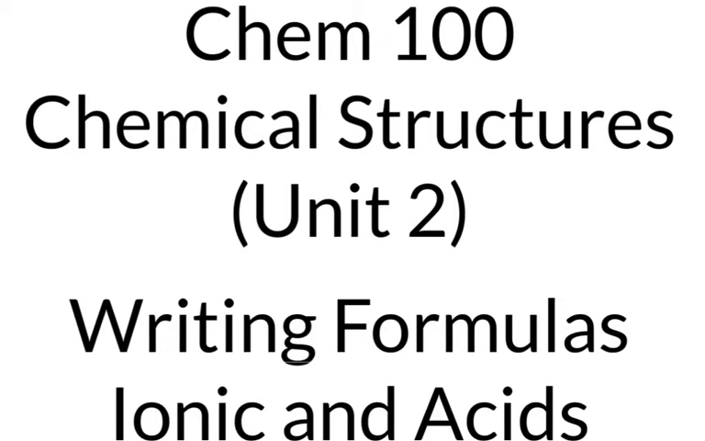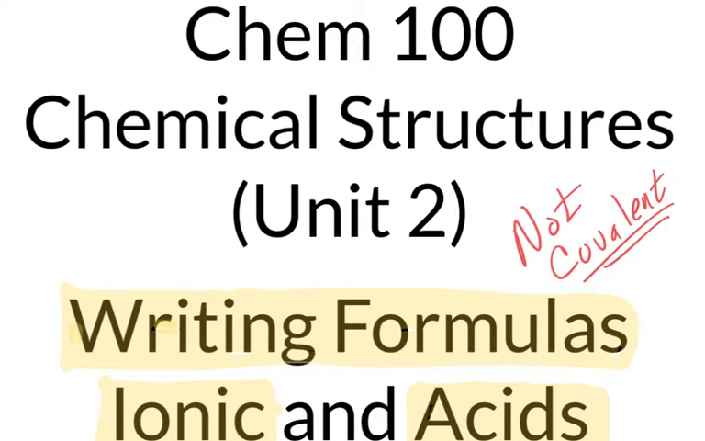And in this video, we're going to write formulas for ionic compounds and for acids. Note that this will be quite different from what we did with the covalent compounds. In the covalent compounds, we figured out what each symbol was, what the name of it was, and then how many there were. In the ionic compounds and acids, we do not tell you the number of each particle, but you will know how to find it by using the charges that are present. So just note that this is quite different from the covalent compounds.